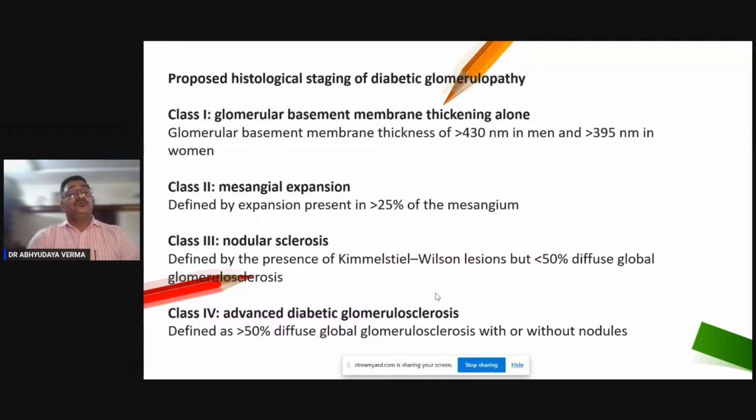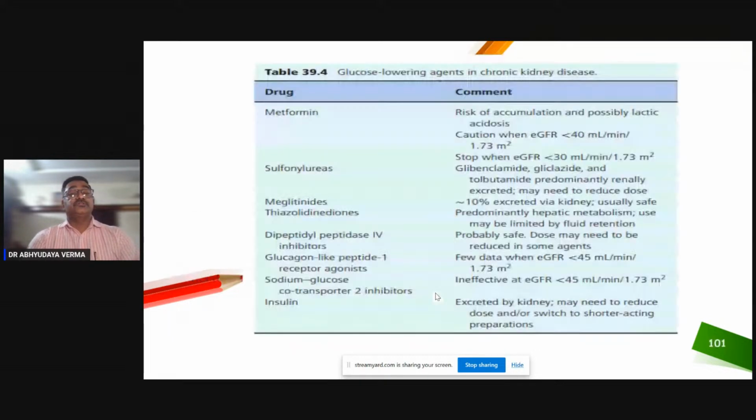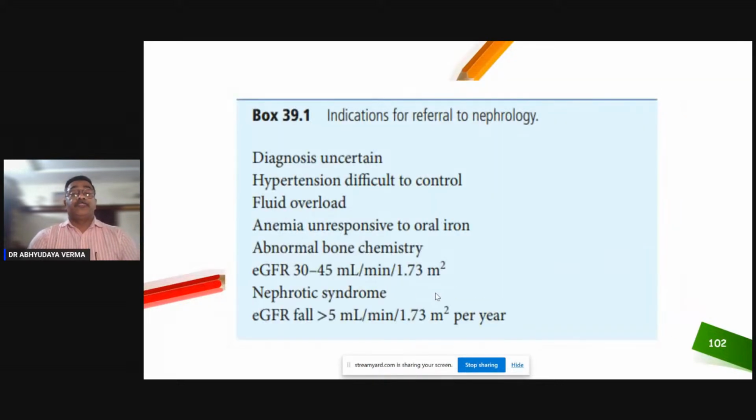We have this histological staging, class 1, where we have glomerular basement membrane thickening, mesangial expansion, nodular sclerosis, and then we have advanced diabetic glomerular sclerosis, where we have more than 50% diffuse global glomerulosclerosis with or without nodules. And here, these are some of the drugs which need to be altered in dose while our patient is having a diabetic kidney disease.